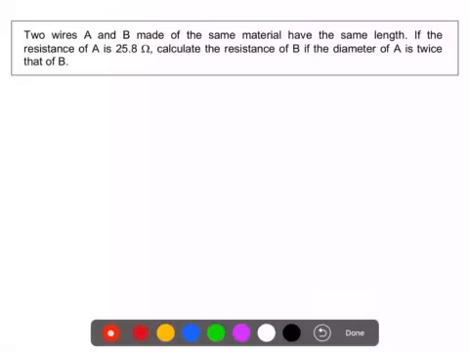Let's look at another example. We have two wires A and B made of the same material and having the same length. As we write down the knowns and unknown variables, we use the subscripts A and B. So they have the same material, means they have the same resistivity and they have the same length L.